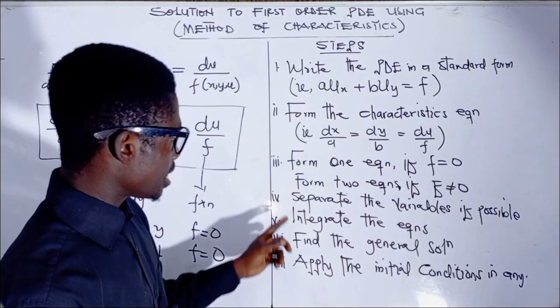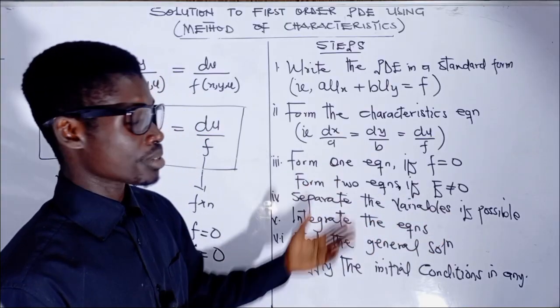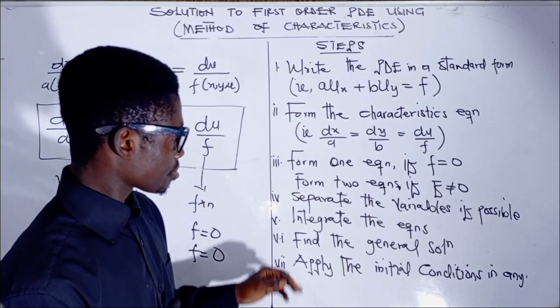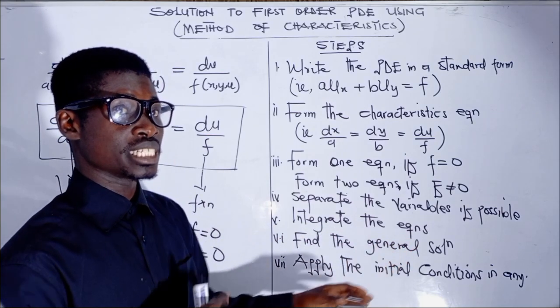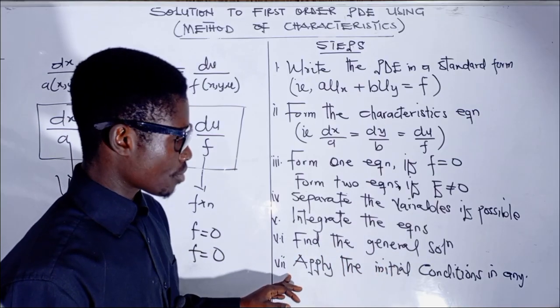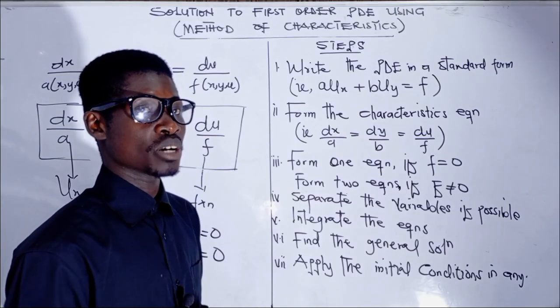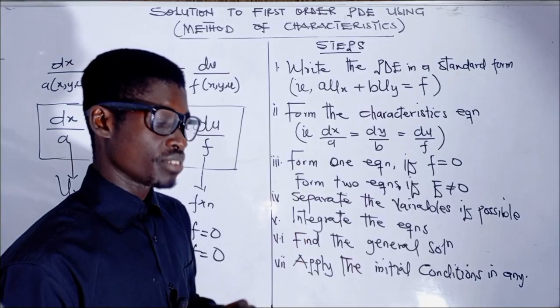Very, very simple. And then four, separate the variables if possible. So we are going to separate the variables using the separation of variables method if possible. And then five, we integrate the equation. So after separating the variables, we integrate. And then six, we define the general solution. And then the last one, we apply the initial condition if there is any. If we have an initial condition, we apply it. And then we are done. Very, very easy and simple.